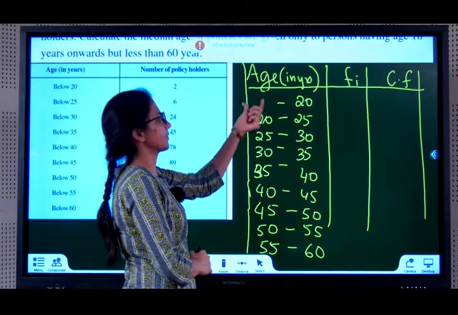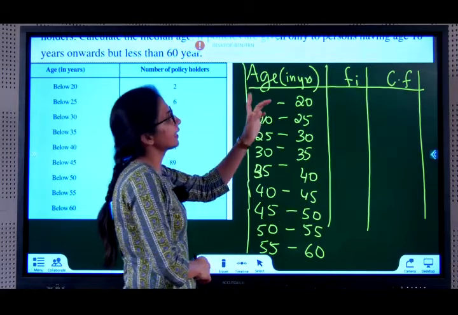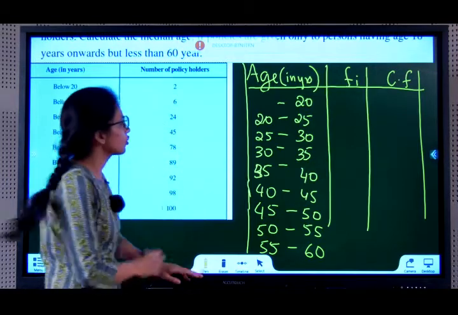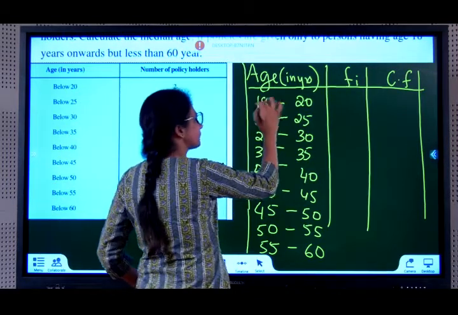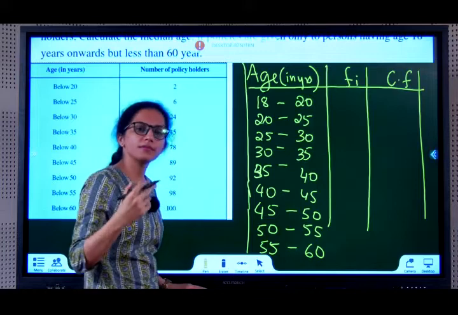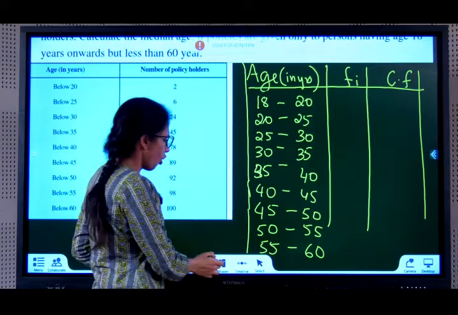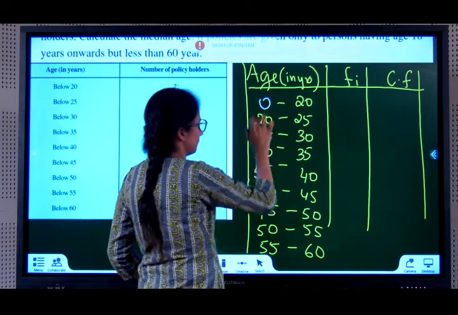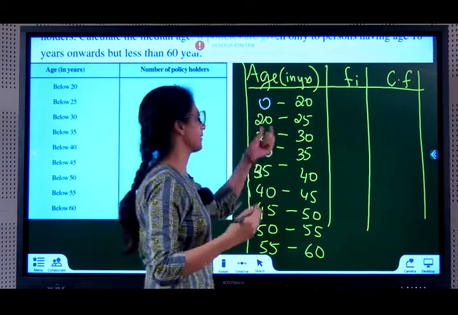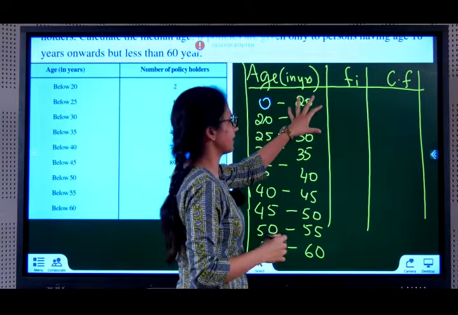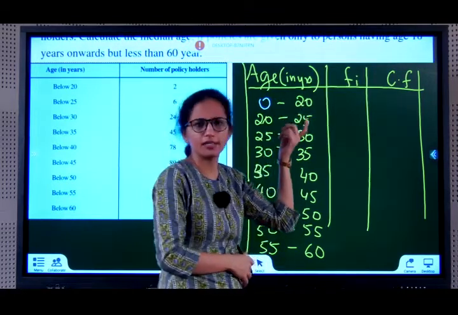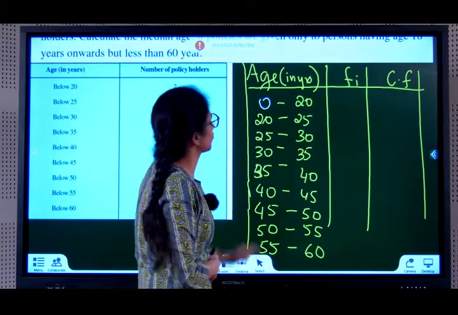What is this number here? See, they are saying the policies are given only from age 18 onwards. So, you can write 18 to 20, but for different problems, it will keep varying. You have to see the problem. Or you can simply write 0 also, no problem. Why? Because it's only from 18 to 20, that means 0 to 20 you have taken in the data, but policy is given only from 18 to 20. You can take 0 to 20.